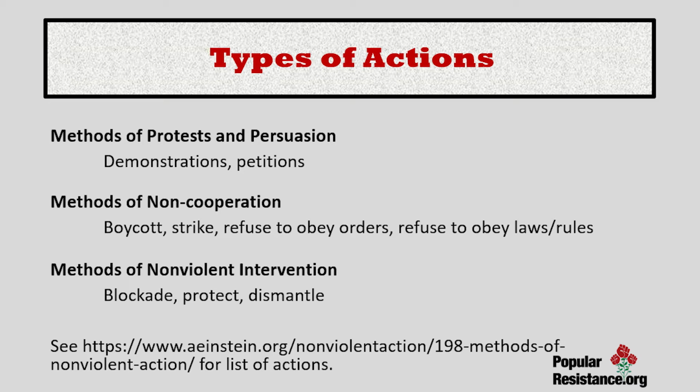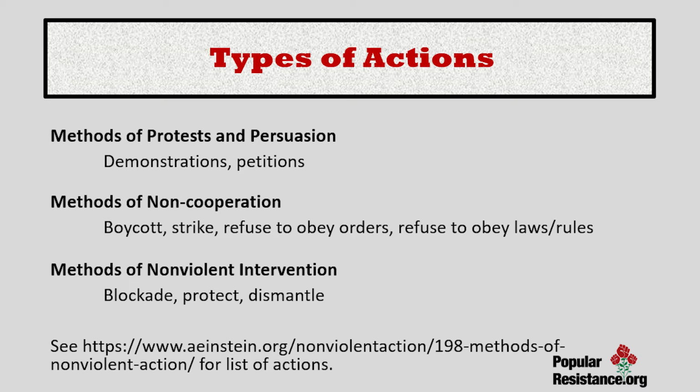Einstein Institute link at the bottom of 198 methods of nonviolent action. In the suggested reading, there's also a link to the Nonviolent Action Database at Swarthmore College, and that has over 200 things listed there. But you can basically group them into 3 different categories. And so one is protest and persuasion.